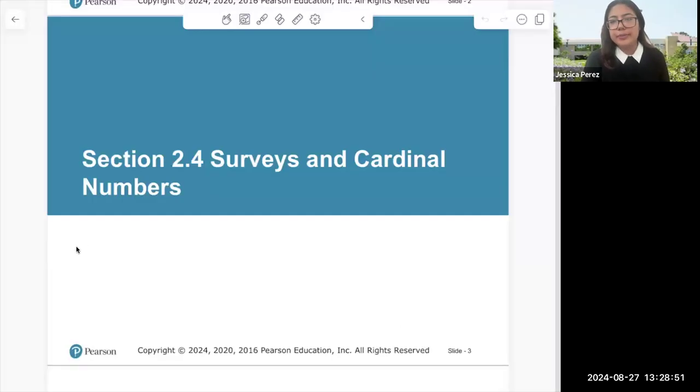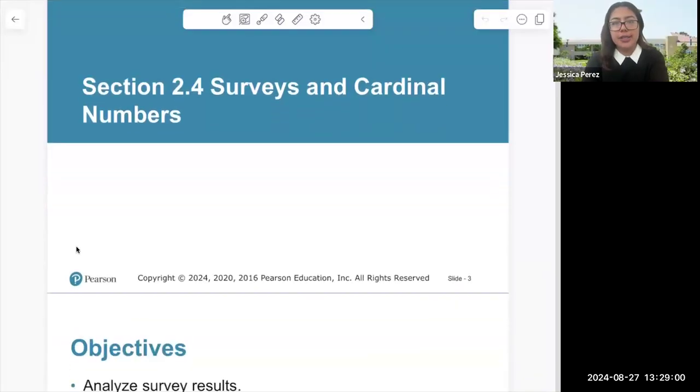Hi, everyone. Welcome to section 2.4. This is the last section of this chapter. We are going to be working on surveys and cardinal numbers for this section.